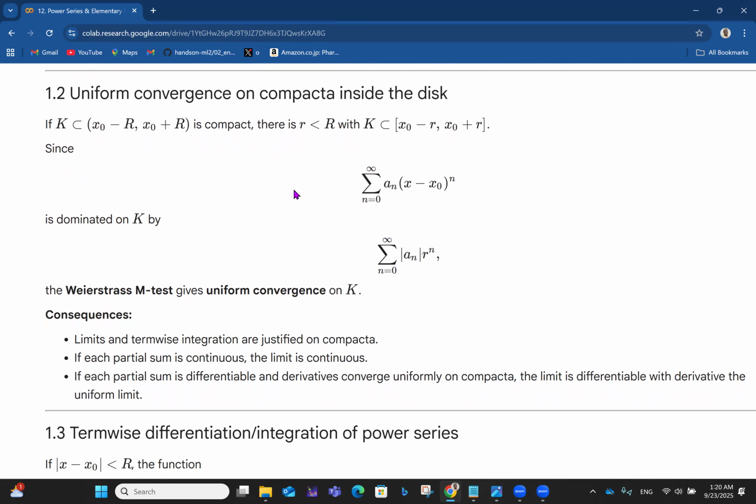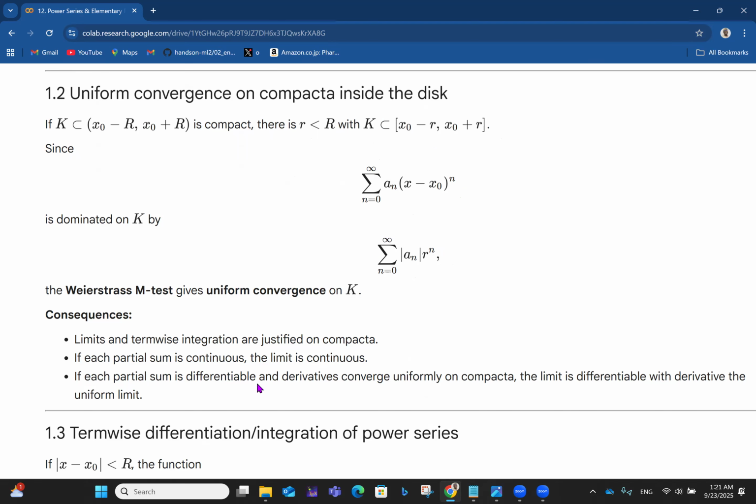Okay, so uniform convergence on compacta inside the disk. If K, a subset of the open interval (x naught minus R, x naught plus R), is compact, there is a small r less than big R with K a subset of the closed interval [x naught minus r, x naught plus r]. Since the summation of a_n times (x minus x naught)^n is dominated on K by the summation of the absolute value of a_n times r^n, the Weierstrass test gives uniform convergence on K. The consequences include that limits and termwise integration are justified on compacta. If each partial sum is continuous, then the limit is also continuous.